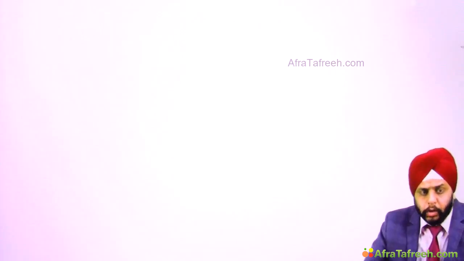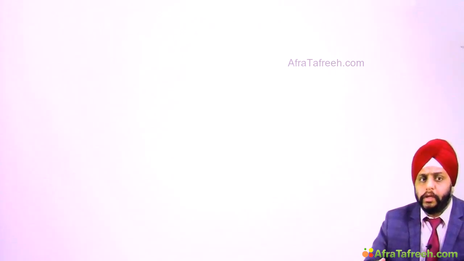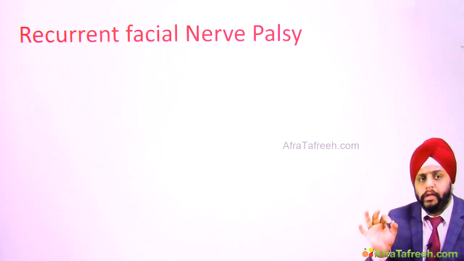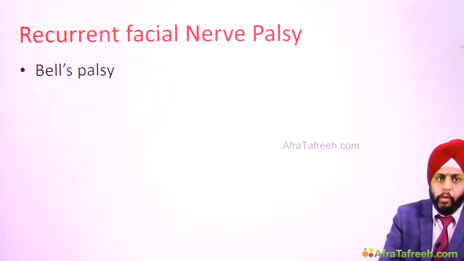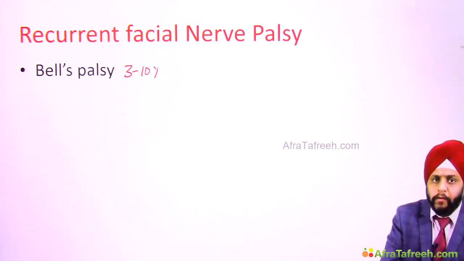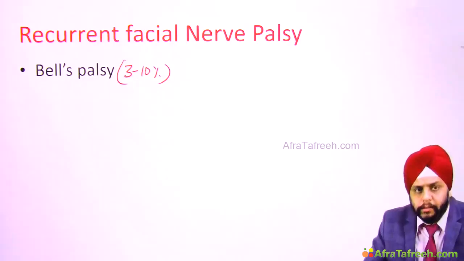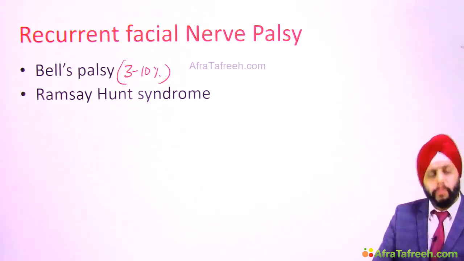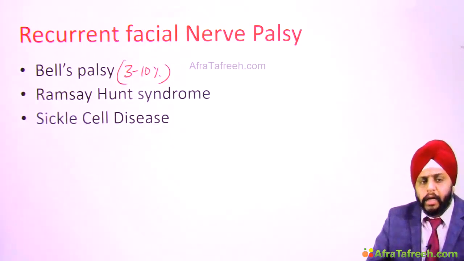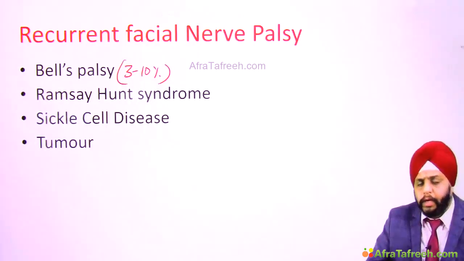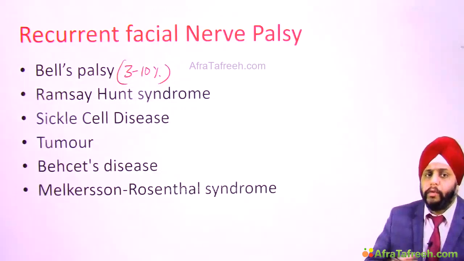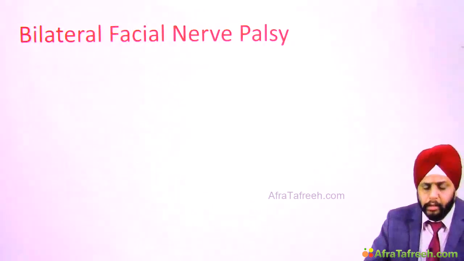Before we finish the topic, let's look at a few conditions that cause recurrent facial nerve palsy. The most important once again is Bell's palsy. 3 to 10% of cases can have a recurrence of Bell's palsy. Similarly, we can have a recurrence of Ramsay Hunt syndrome. Other than that, there is sickle cell disease. We have tumors which can cause recurrent facial palsy. There is Behcet syndrome. Melkersson-Rosenthal syndrome also has recurrent facial palsy.